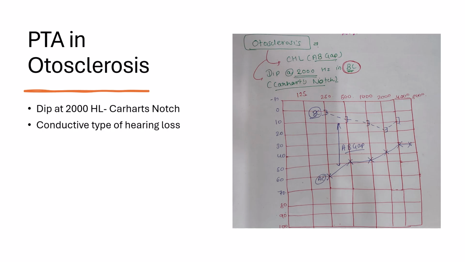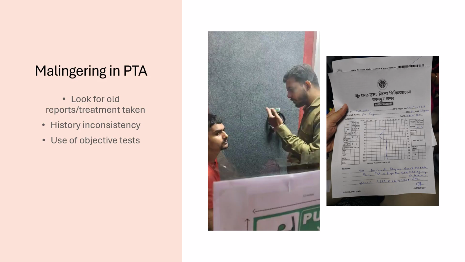Now, PTA in otosclerosis. What is otosclerosis? Basically, the footplate of the stapes is ossified and stuck, so there is less movement. Otosclerosis is a classic cause of conductive hearing loss, and we look for a Carhart's notch, a dip at 2000 Hz in the bone conduction threshold. This isn't a true sensorineural dip, but a mechanical artifact from stapes fixation. Although we see this in the BC threshold, mind you, it is a type of conductive hearing loss.